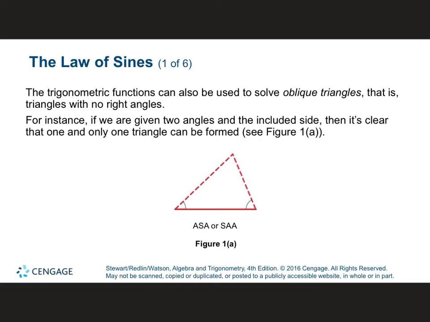855, Law of Sines, Part 1. This tells us that trig functions can be used to solve triangles with no right angles.